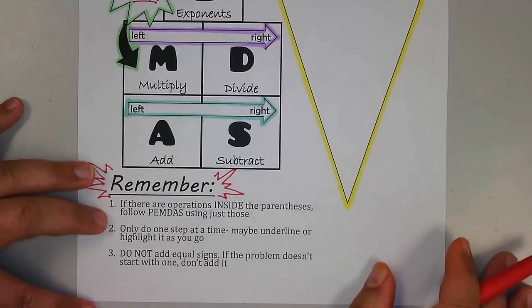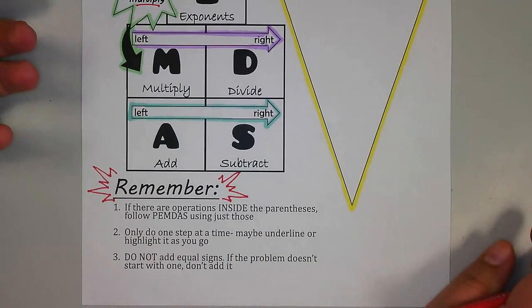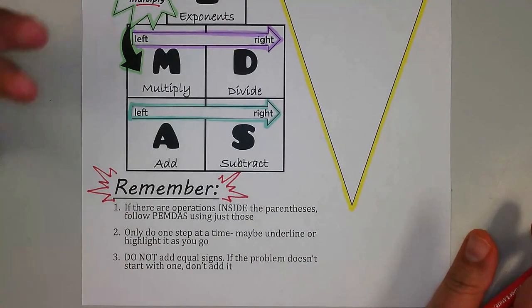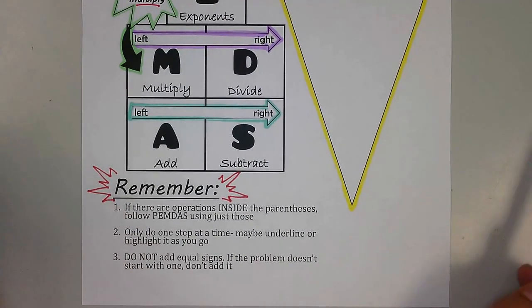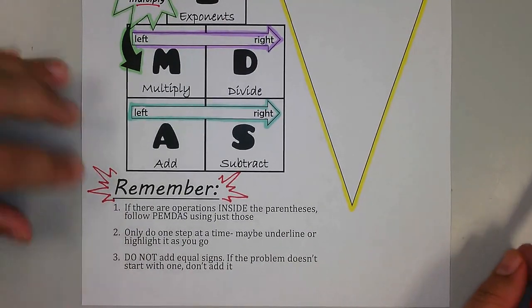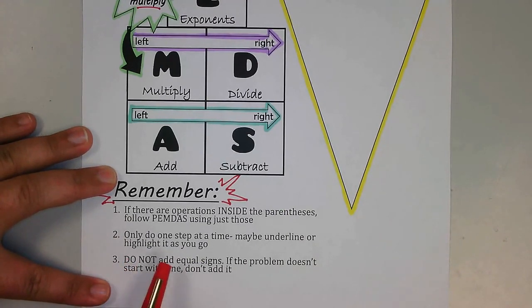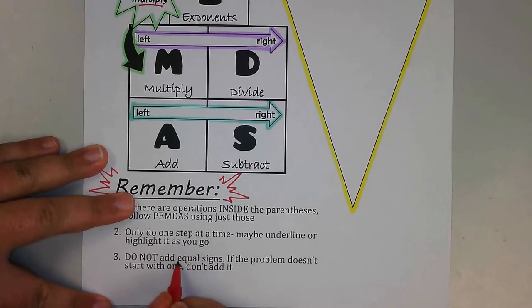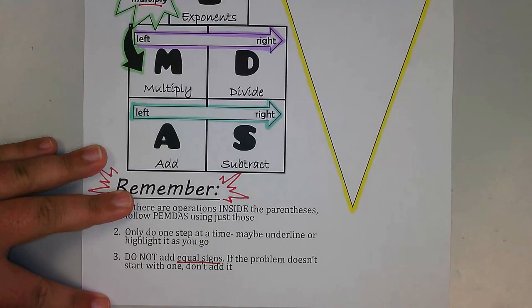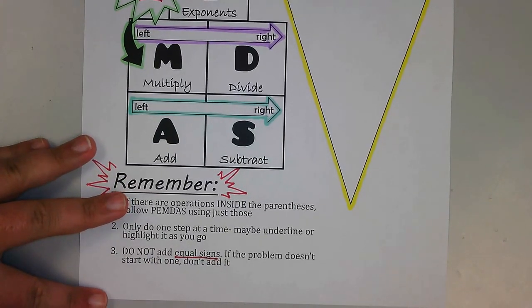So again, you have to realize that I don't want you just entering these into a calculator. I need to see work. And the best way to do this is one step at a time, and I'll show you what I mean in the example. And then lastly, do not add an equal sign. If the problem doesn't start with one, don't add one, okay?